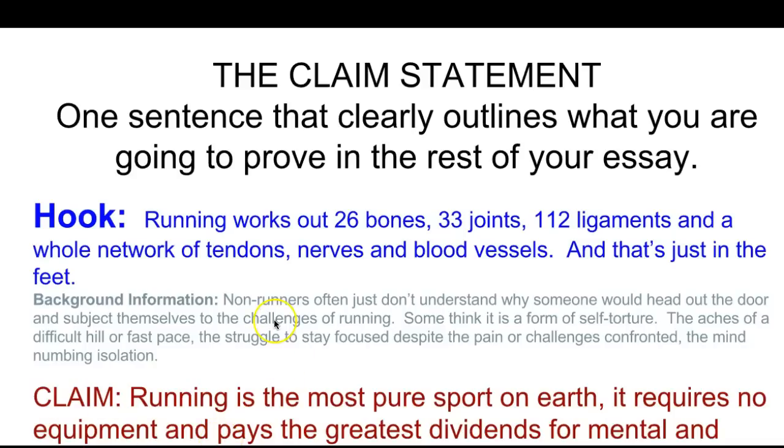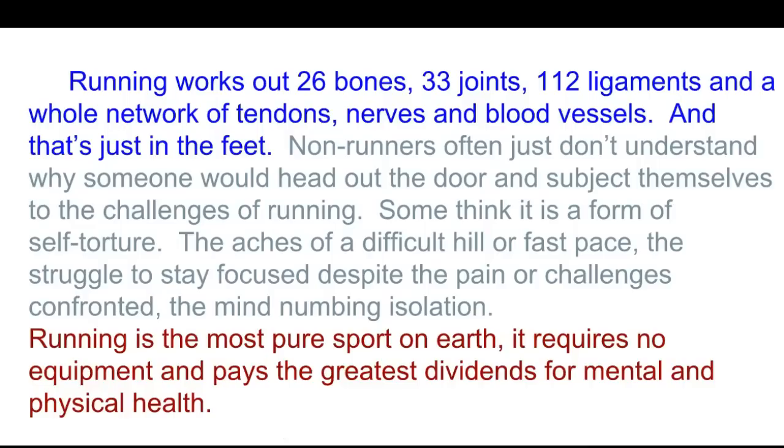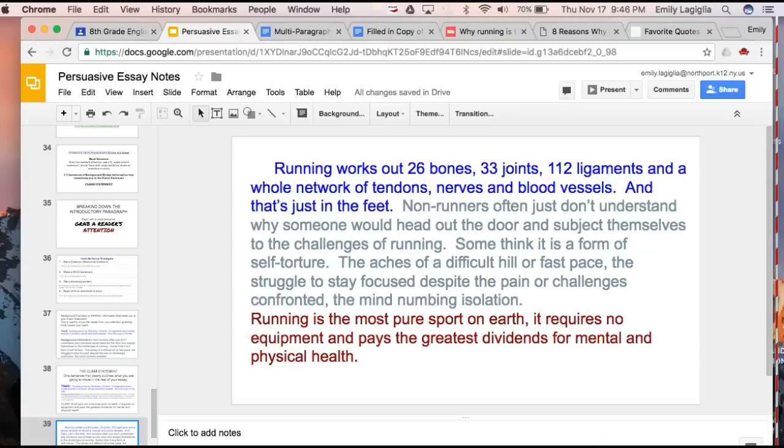So this is kind of each of those chunks: hook, background information, and claim, broken up. If we go to the next slide, we'll see how it looks as a body paragraph all coming together, right? You can see color coded that running works out 26 bones. That's my hook. You can see the stuff in the light gray color, talking about how non-runners just don't get it, why people would want to subject themselves to this difficult sport, and then finally why the sport is so great, right? It's basic, it's simple, and it pays great mental and physical health dividends. So that's the structure of an introductory paragraph.